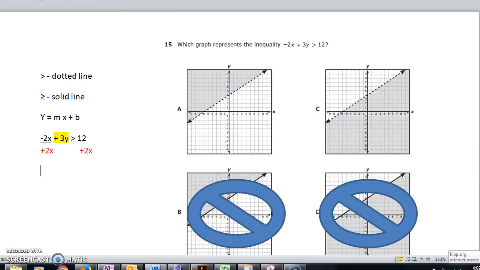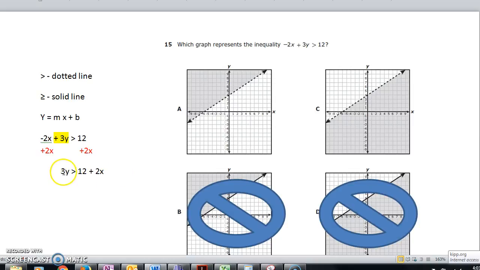On the left side, the minus 2x and plus 2x cancel out. All I have left is the 3y. So I get 3y is greater than 12 plus 2x. Can't combine them. They're not like terms. One's a number, one's an x. So you write it like you read it. I write it like 12 plus 2x because I read it like 12 plus 2x.